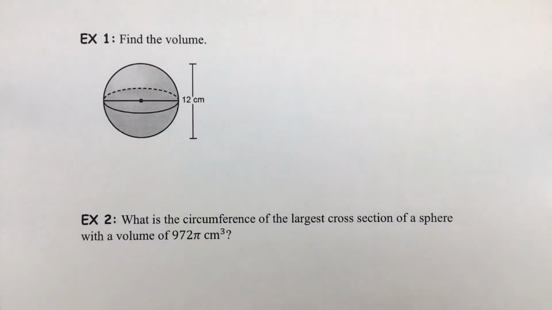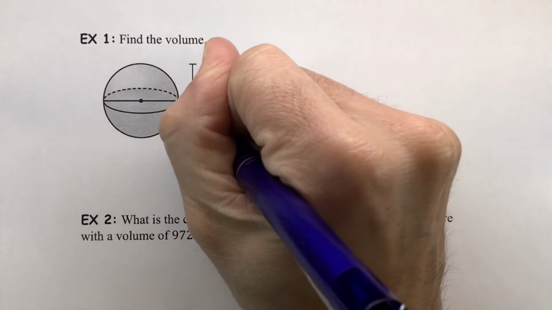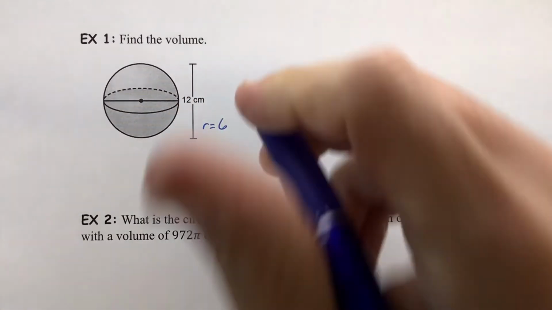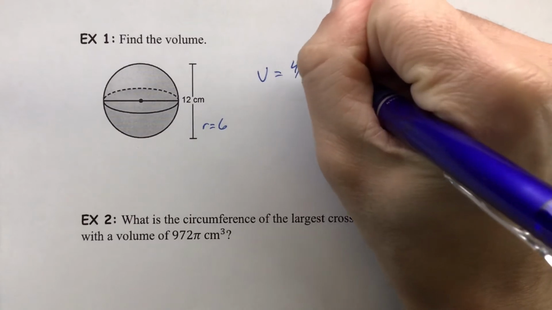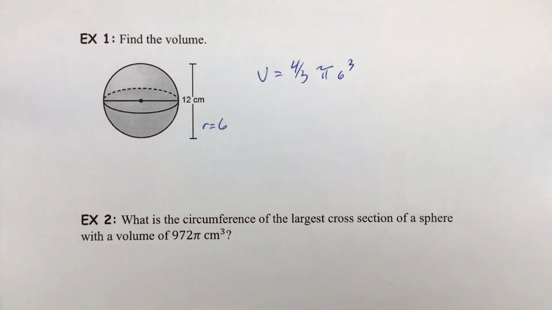All right, example 1, let's go ahead and calculate the volume of this sphere. The one dimension that has been provided for us is going to be the diameter. The diameter is 12 centimeters. However, our formula is going to be based off of the radius. Okay, so the radius is going to be 6. So we're going to take V equals 4/3 pi 6 cubed. And that's it. That's really all you got to do to calculate the volume of a sphere.